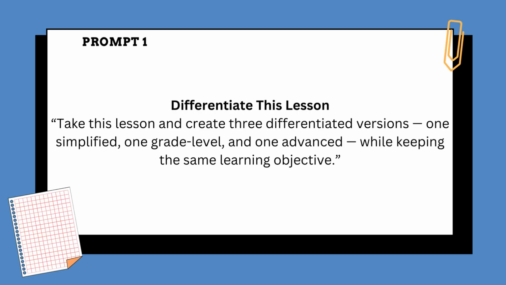Let's begin. Prompt number 1, differentiate this lesson. So you're going to type this prompt into your AI software. You're simply going to say, take this lesson and create 3 differentiated versions, one simplified, one on grade level, and one advanced, while keeping the same learning objective. Now, it's important that you let the AI know which objective you're referring to. What are the students learning? So you're going to add that to this prompt and it will generate differentiated lesson plans.